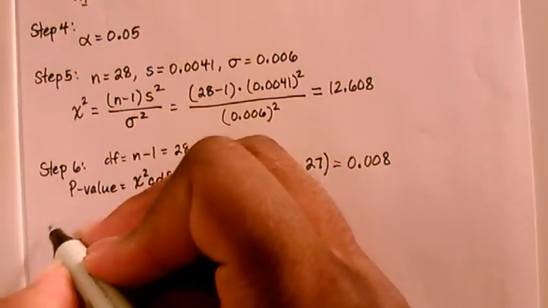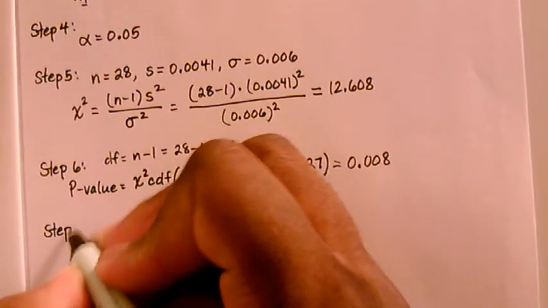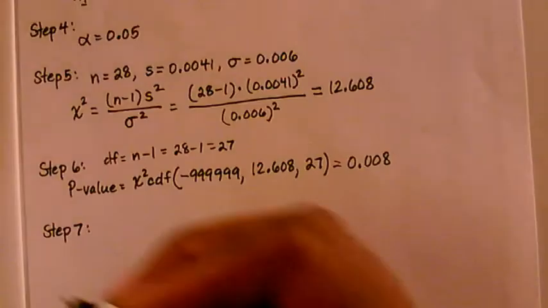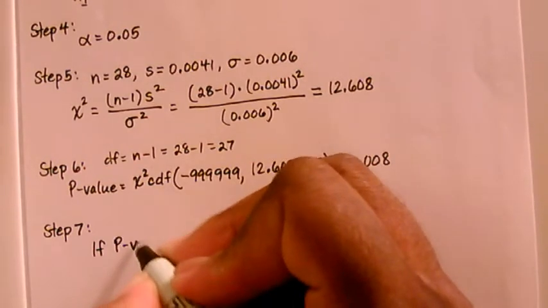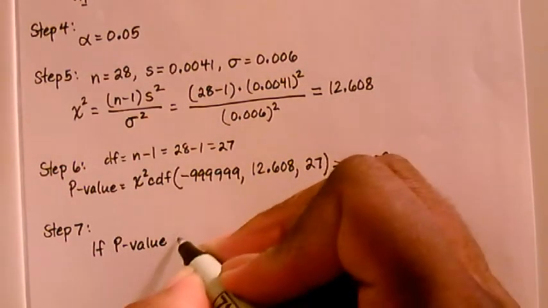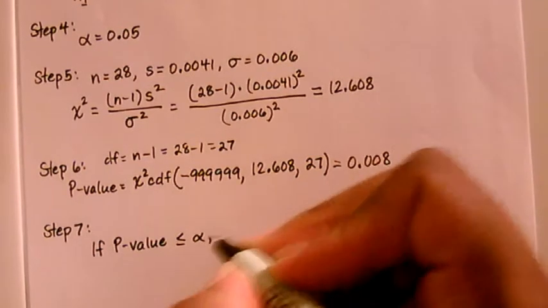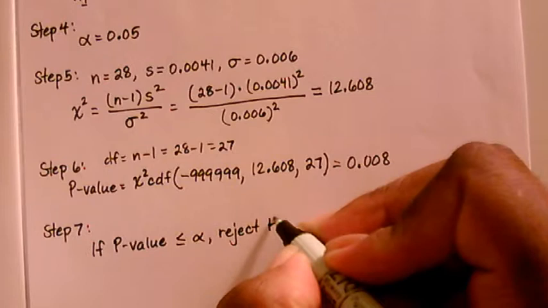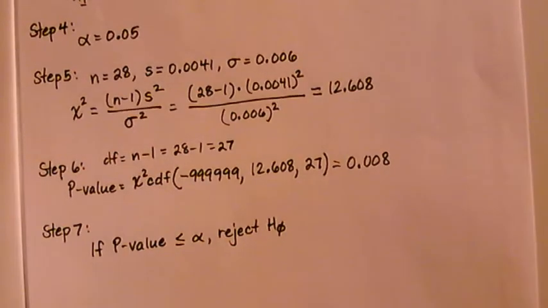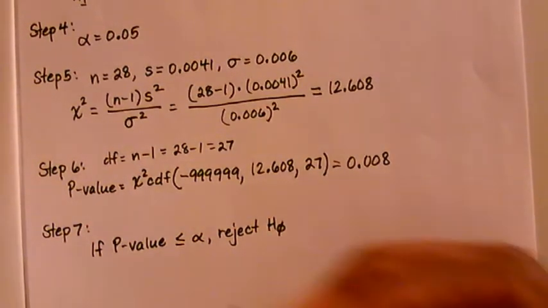Step number 7 is your decision rule. We're using a p-value approach, so my decision rule for the p-value is this. If your p-value is less than or equal to alpha, you simply reject the null hypothesis. If the p-value is less than or equal to alpha, you reject the null hypothesis.